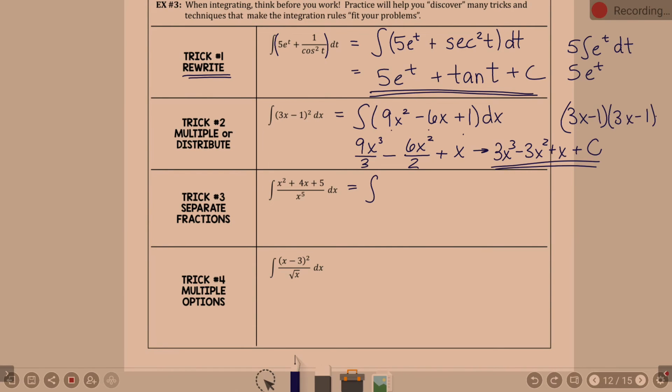Because what is x to the second divided by x to the fifth? X to the negative third. Plus, what is 4x divided by x to the fifth? 4x to the negative fourth, because you keep the 4 up top, and then 1 minus 5 makes it negative 4. Plus, what is 5 divided by x to the fifth? 5x to the negative fifth. And officially, yes, you could say 5 over x to the fifth, but I'm trying to set us up to take the antiderivatives here, aren't I?